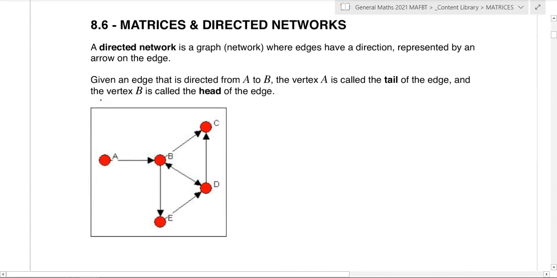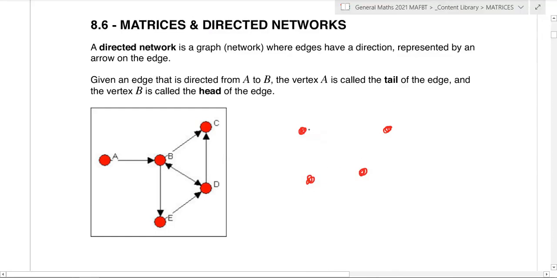So in the previous lessons we've done before, I've already spoken to you about this idea of matrices and how they're related to networks. A network is a diagram that looks like this. It's got a bunch of dots and lines, but there are specific names for them. I've mentioned them before, that the dots are called your vertices. One dot is called a vertex, and the line is referred to as an edge. Reading this, it says a directed network is a graph network where the edges have a direction represented by an arrow on the edge.